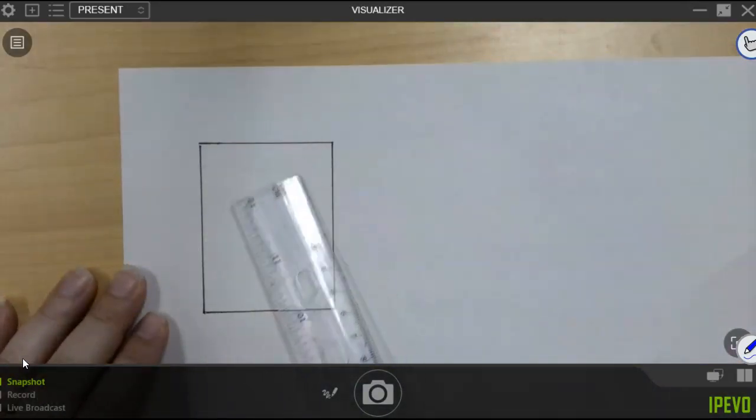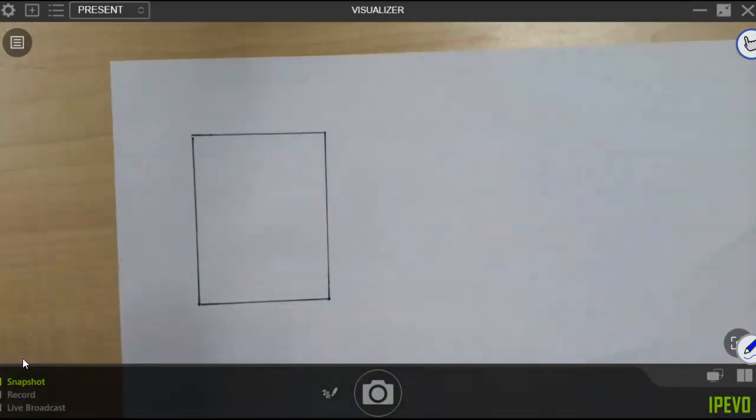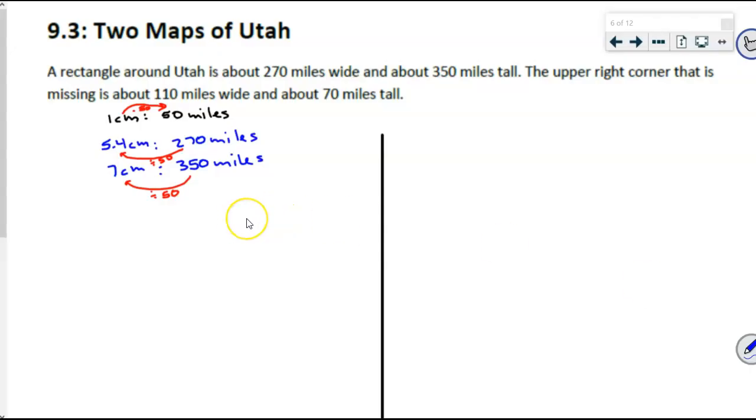We need to figure out how much I need to cut out. I need to do that precisely as well. So let's go back to the document. Let's figure out exactly how tall it's going to be. So this part here represents that outer rectangle.